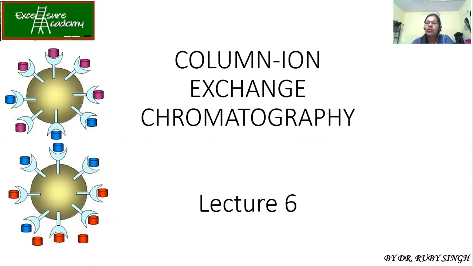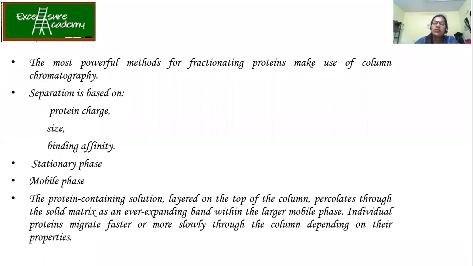So today we are going to do column chromatography, and there are three types of column chromatography, namely ion exchange, size exclusion, and affinity chromatography, of which we are going to study ion exchange chromatography today. It is one of the most powerful methods for fractionating proteins, which makes use of column chromatography. Now it is based on protein charge, size, and binding affinity.